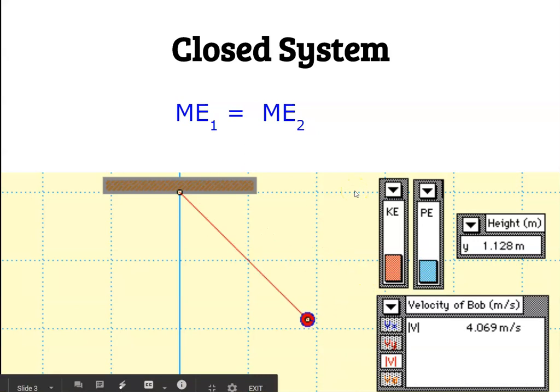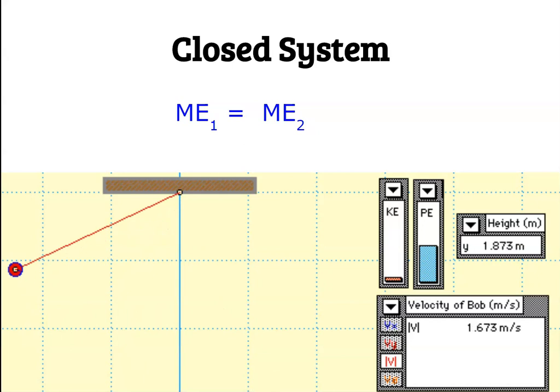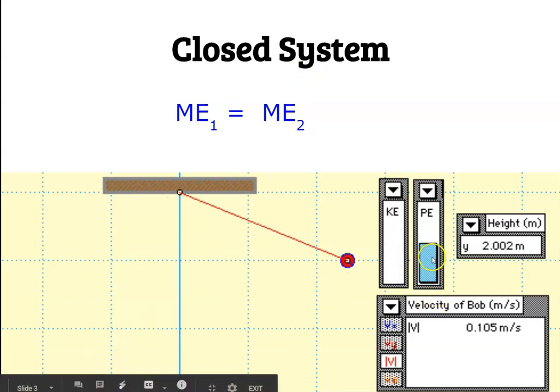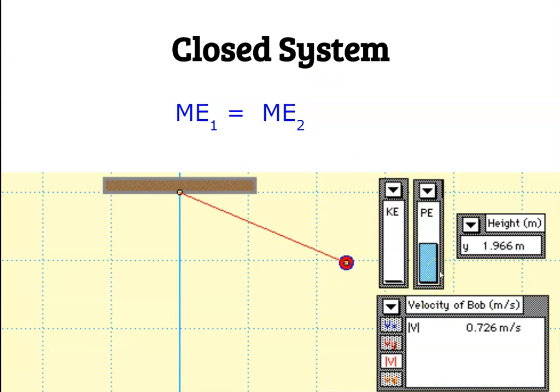If we look at a closed system, and at the little GIF in front of us, we have a pendulum swinging. You'll notice a couple of things. Once the pendulum reaches this final point, and we look at the bar graphs over here, we'll see that it is all potential energy. As the pendulum falls to the bottom of the swing, it is all kinetic. So it merely goes from potential to kinetic to potential, in other words, from one form to another.